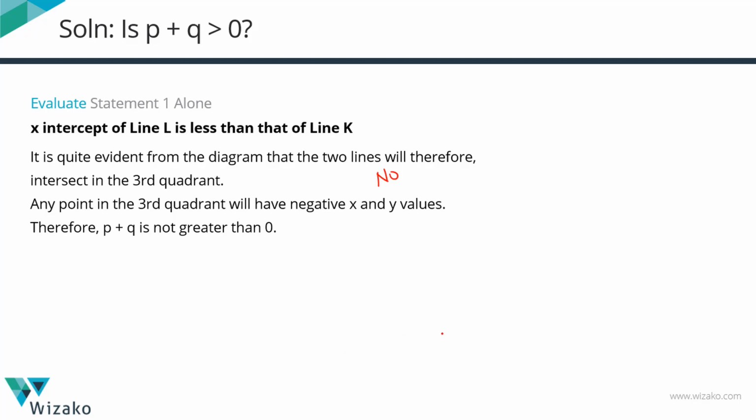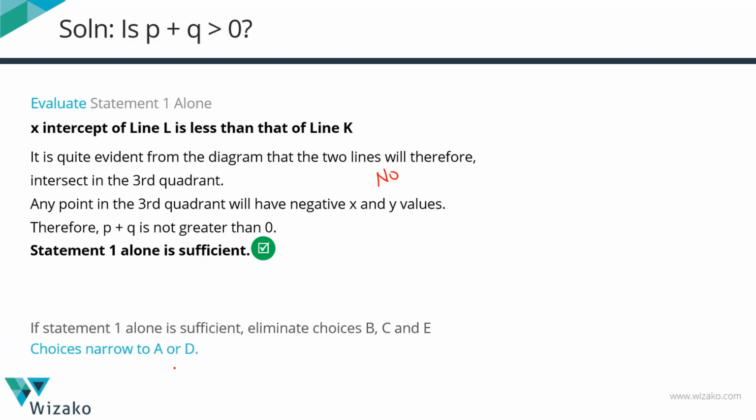We have got a definite no as the answer. So statement 1 alone is sufficient. We can rule out answer options B, C, E. We are down to just A or D. To determine whether it is A or D, let's evaluate statement 2 alone.